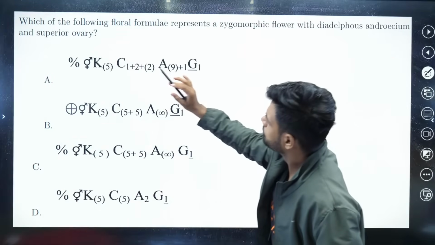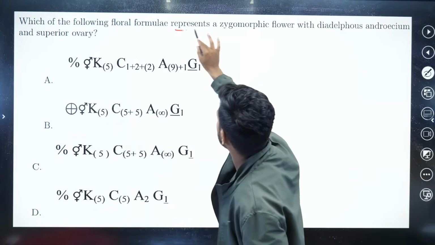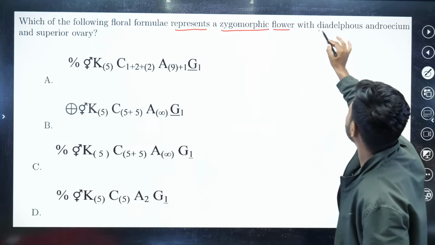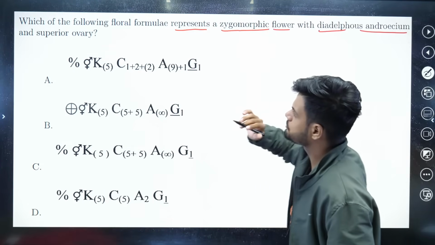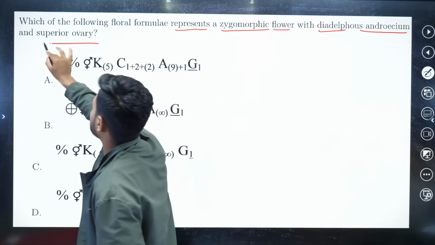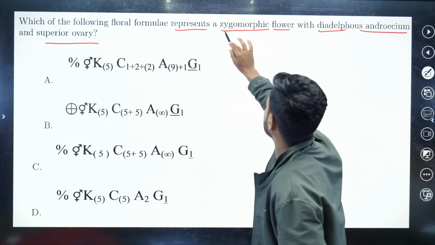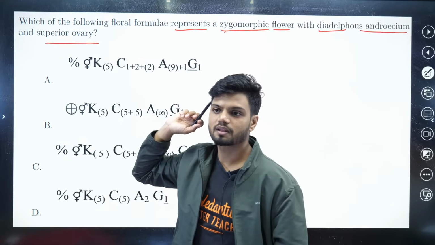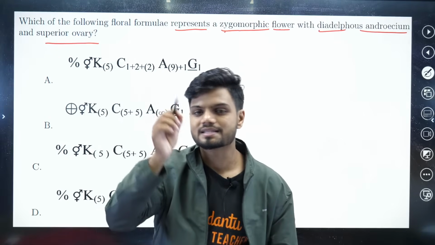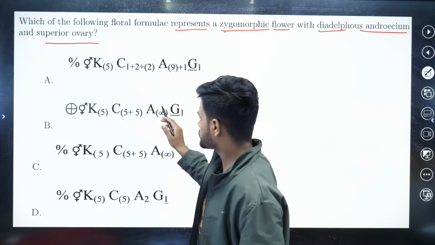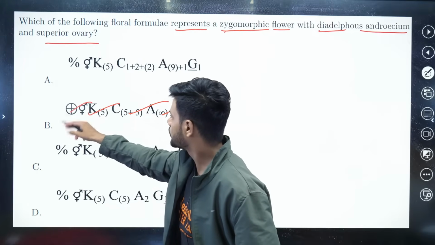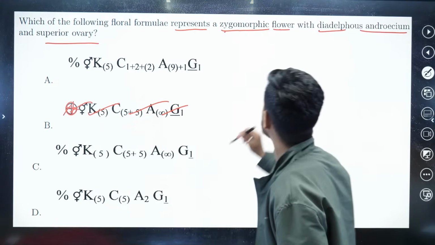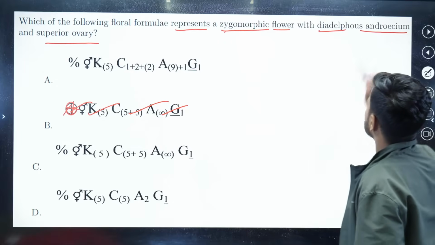Next question. Which of the following floral formula represents the zygomorphic flower with diadelphous androecium and superior ovary? First look at the zygomorphic condition. Zygomorphic means the percentage sign. So option number B is gone. This is gone because this is actinomorphic.